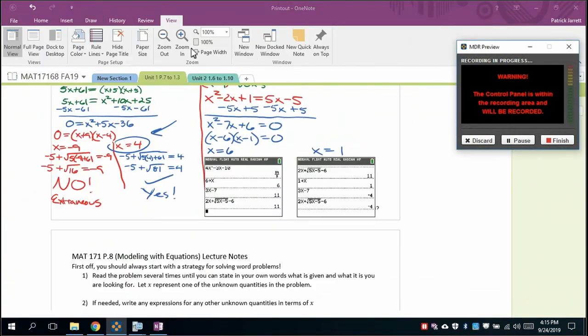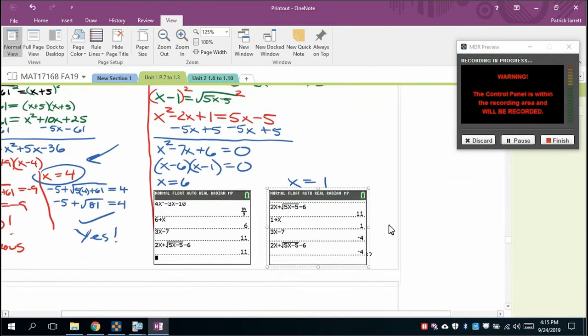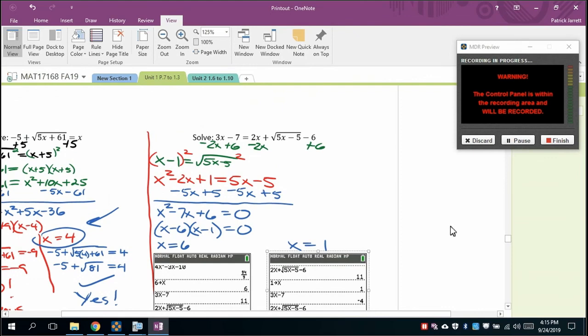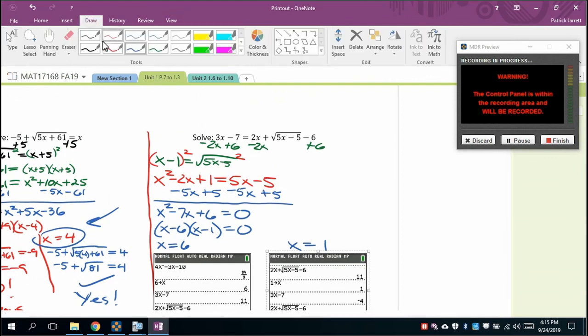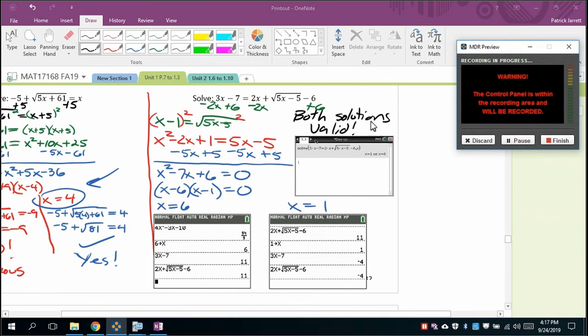Had some editing issues here. So, in other words, both solutions were valid. No extraneous solutions. So, just for a laugh, I put a screenshot of the TI Inspire just to show you that that worked.